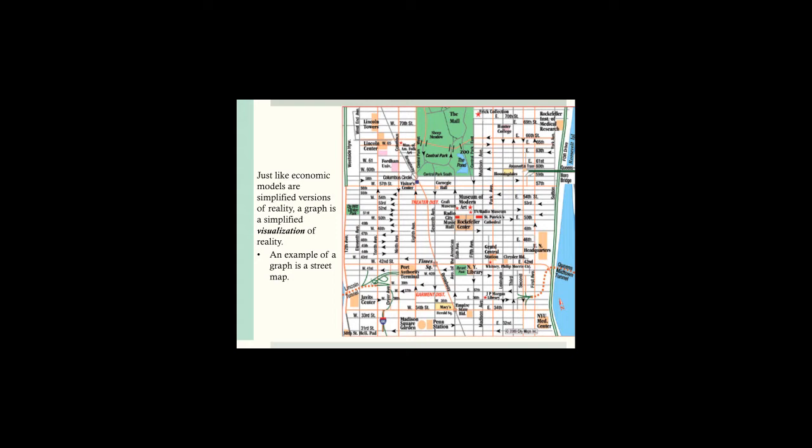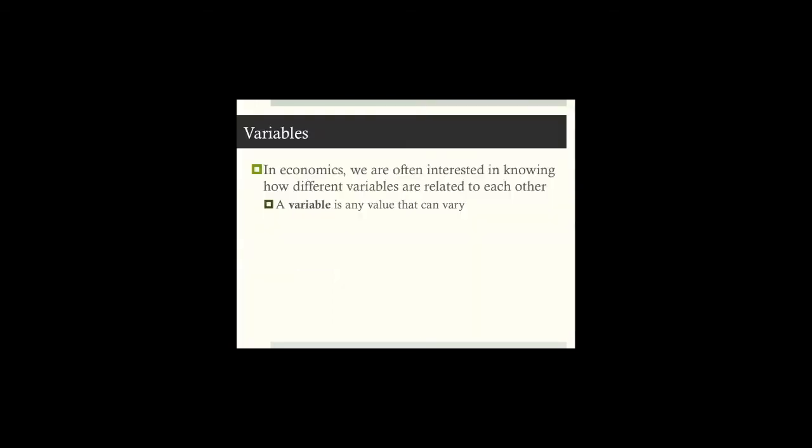Just like economic models are simplified versions of reality, a graph is a simplified visualization of reality. An example of a graph is a street map. In economics, we are often interested in knowing how different variables are related to each other.